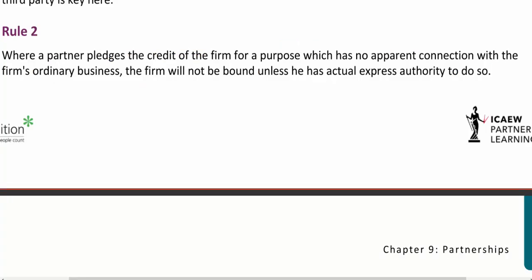Now, the rule is slightly more lenient where a partner pledges the credit of the firm. So if a partner was to go out and actually buy something on credit in the name of the partnership, then the firm will not be bound unless that partner actually has express authority to do so. Okay, so that sort of turns the tables slightly if it's for goods bought on credit.